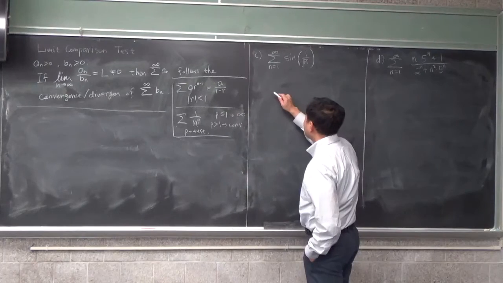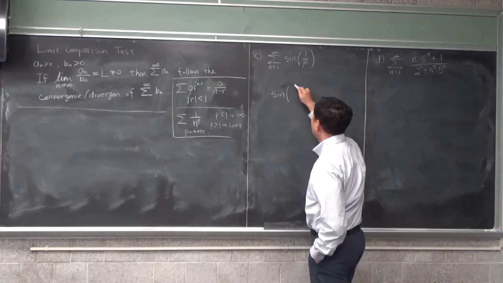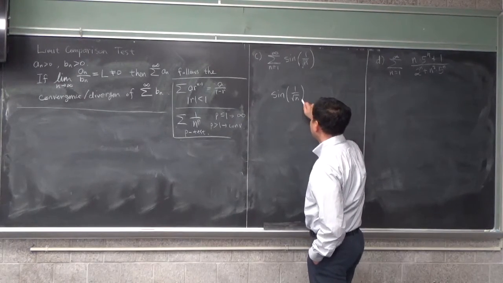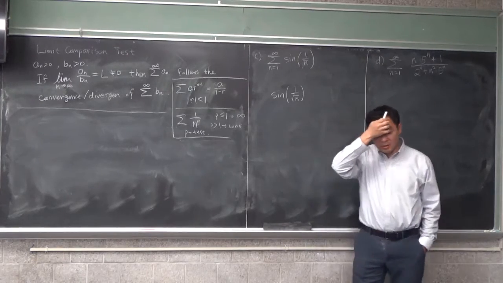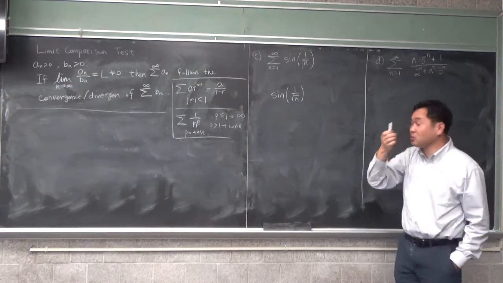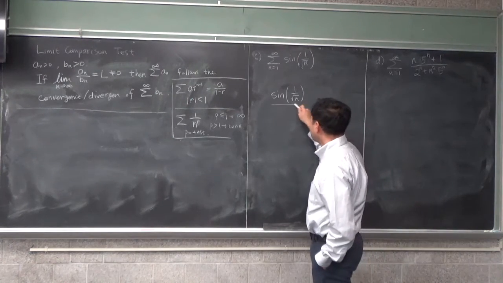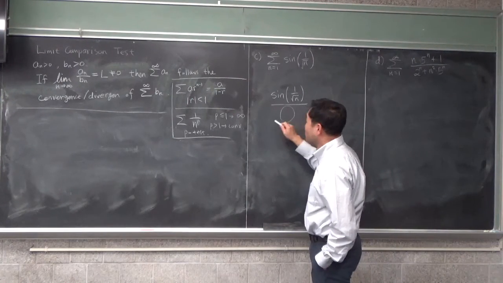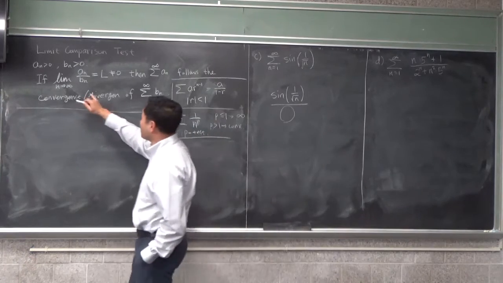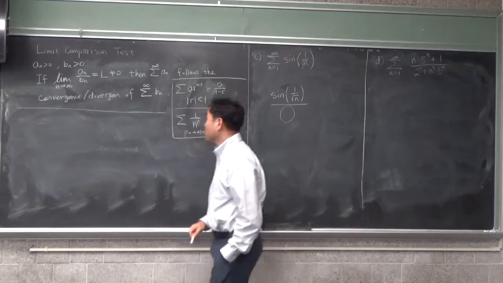Okay, sine of 1 over square root of n. You have to think about two things when doing the comparison. One is that you want to put something here. You want to choose your secondary series to compare with.